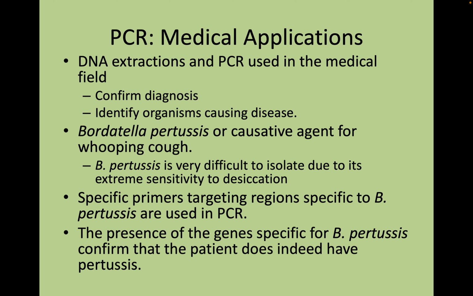All right, so Bordetella pertussis is a causative agent for whooping cough. B. pertussis is very difficult to isolate due to its extreme sensitivity to desiccation. It dries out so easily that it's difficult to culture in the lab. Specific primers targeting regions that are only found in Bordetella pertussis are used in PCR, and the presence of these genes that are specific to B. pertussis can confirm that a patient does indeed have pertussis.